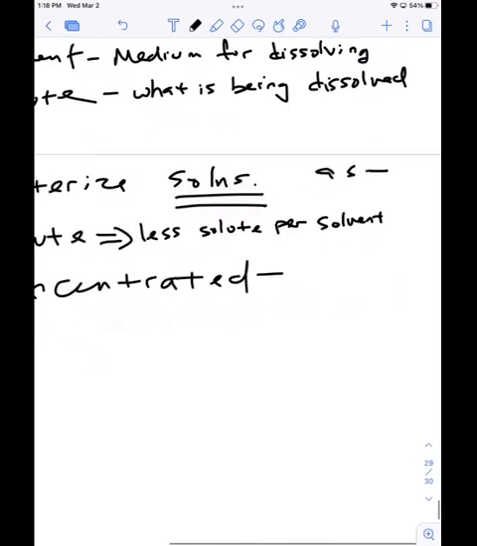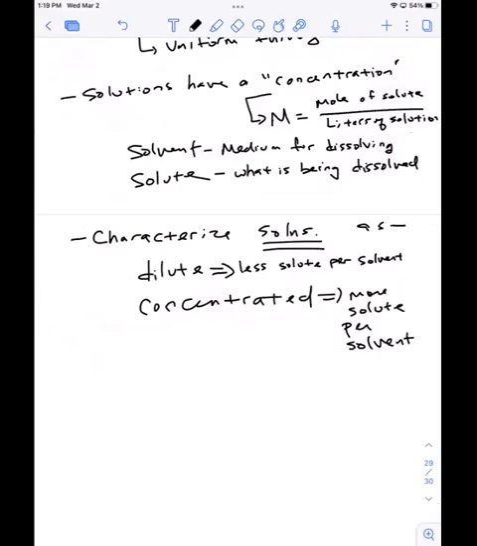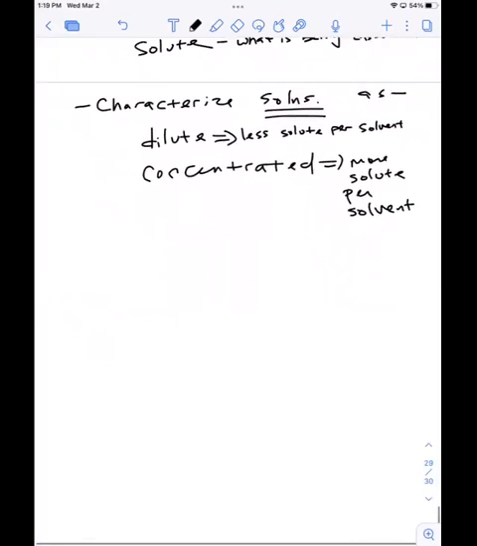Right? And if it's concentrated, it's the opposite. More solute per solvent. All right. So with that being said, let's jump right in and start talking about concentration and molarity and solution. So this is how we measure solution concentration through a concept that we know as molarity.